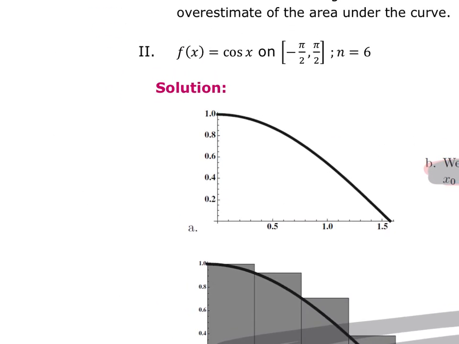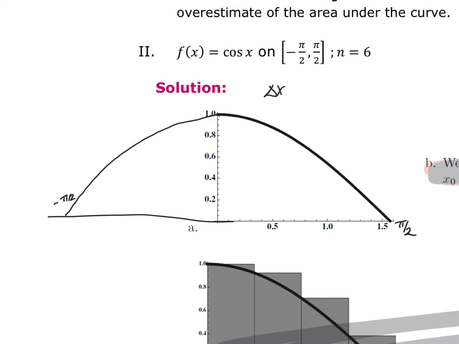So the first thing I'm going to do, here's my graph, and I'm asked to go from negative pi halves to pi halves. So that means I need to go down here. Well, actually, that's a terrible drawing. You're just going to have to close your eyes and pretend that it's nice like that. So this is negative pi halves, and this is pi halves. So I have to figure out what my delta x is.